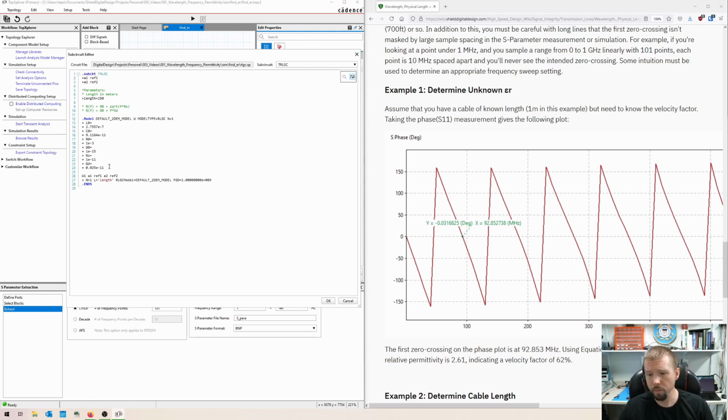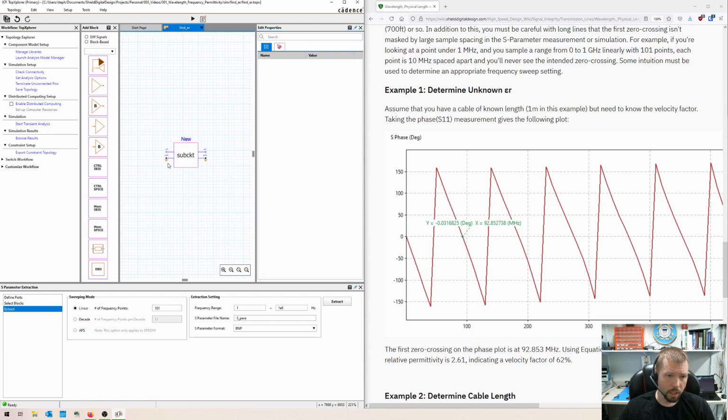Now, of course, because we're using an RLGC model, we could simply plug these numbers into the equations, the square root of L over C, and find the characteristic impedance, and we can do other things with that to determine the relative permittivity, but we don't want to do it that way. We want to use this phase measurement method.